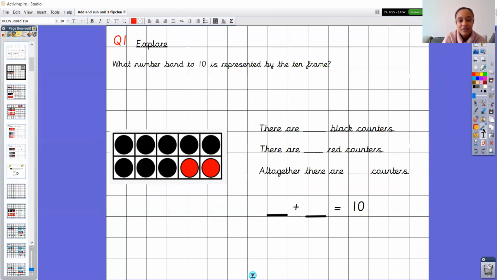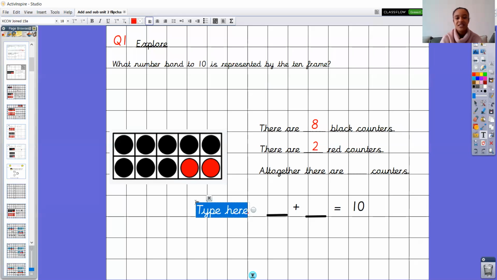Brilliant. So hopefully you've had a go at question 1 and you've counted how many black counters there are. Let's count them together. 1, 2, 3, 4, 5, 6, 7, 8. There are 8 black counters. How many red counters are there? That's right, there are 2 red counters. Oh, I don't know how I've got it to go black now. Let's try and get it back on red. There are 2 red counters.